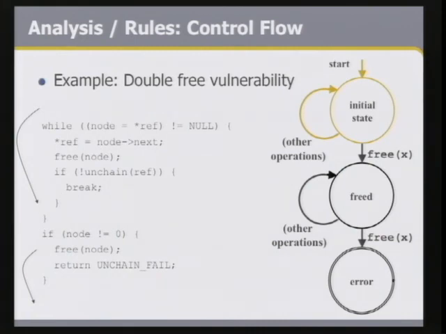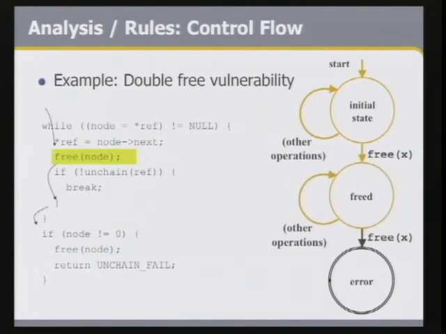So we see we have a transition from the initial state into the freed state on a call to free with some variable x, and then we have a transition from freed to error when we have another call to free on that same variable x. So in this case, we just stay in the initial state. We haven't made any progress because we haven't seen any calls to free.